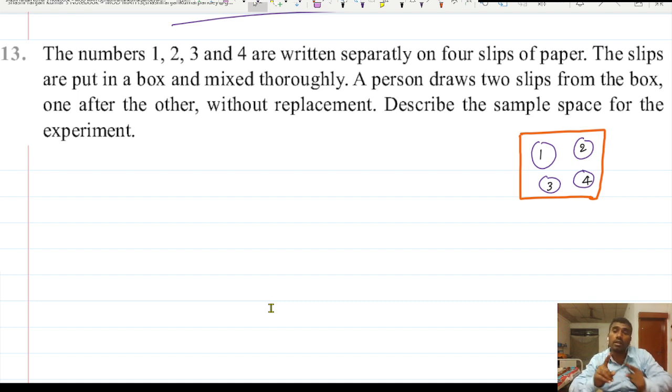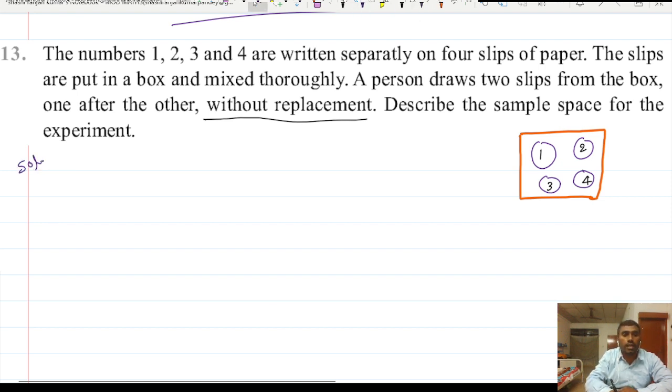Repeat once again. See, you have a box, right? And in that 4 slips are kept. On each slip is written 1, and on others 2, 3, and 4. So 4 numbers are written separately on them. Now we have to take out 2 slips from there one by one, without replacement. See, this is a very important word. Without replacement means when we take one slip, we are not going to put it back in the box. We are taking them separately. Okay, now see what the total sample space is in this case.